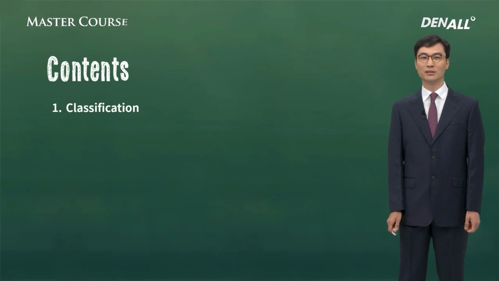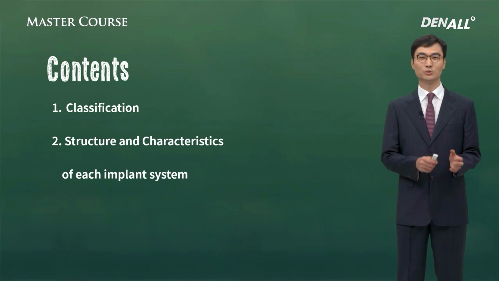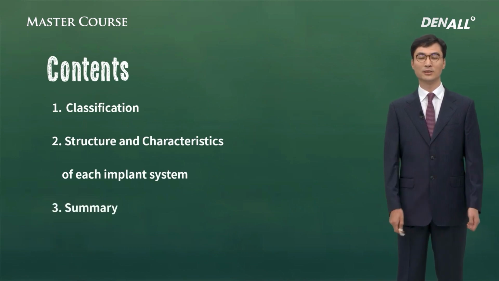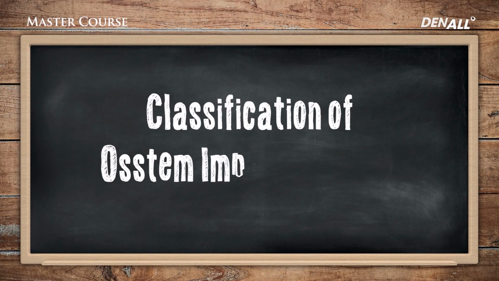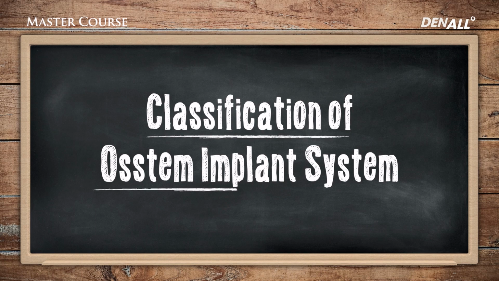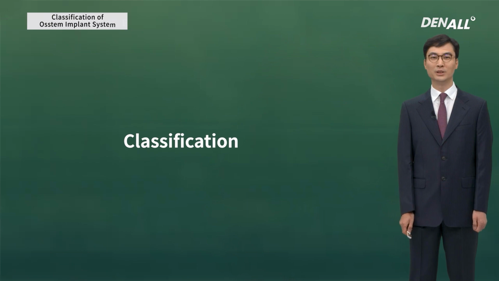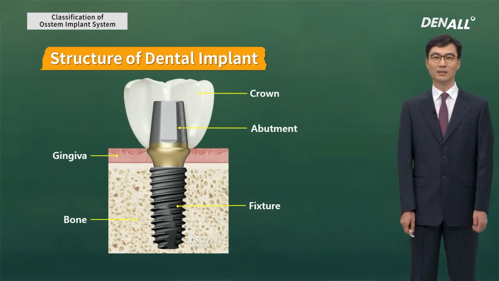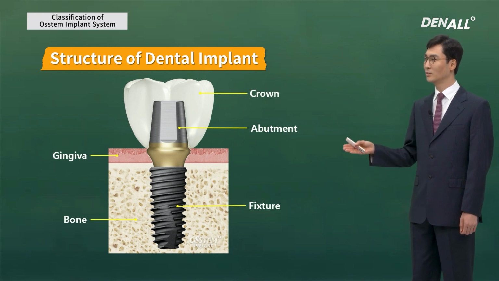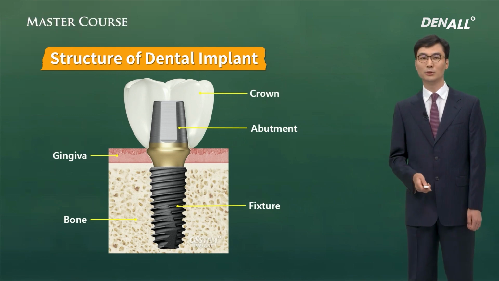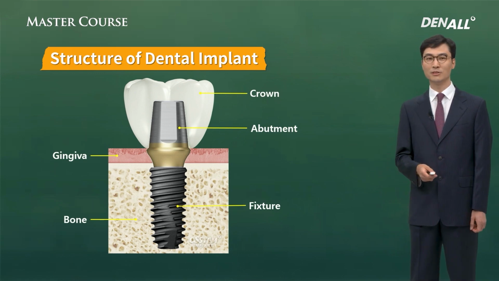This is the content: classification of implant systems, and the structure and characteristics of each implant system. First, implant system classification. As you know, the implant prosthesis is composed of the implant, the abutment, and the prosthesis at the top. So when we say implant, it refers to the fixture in this picture.